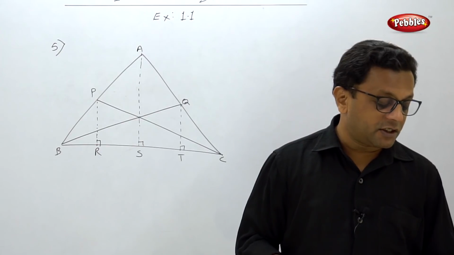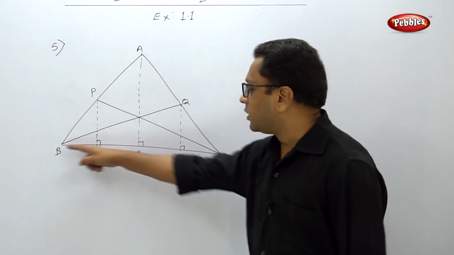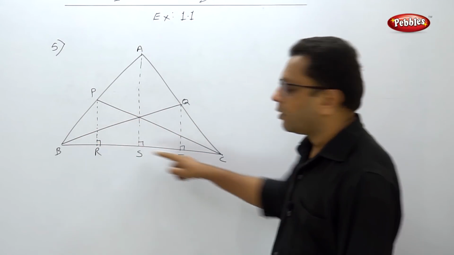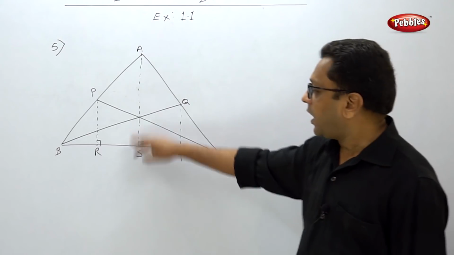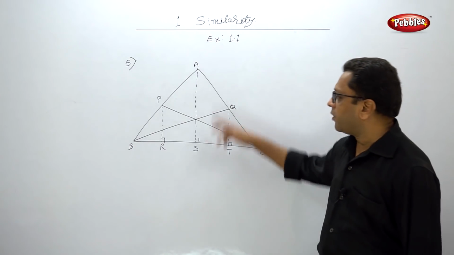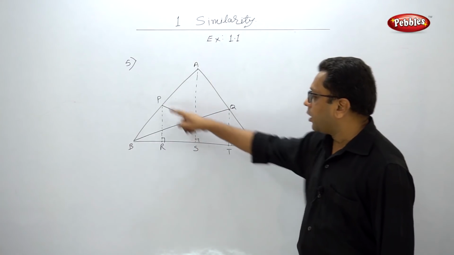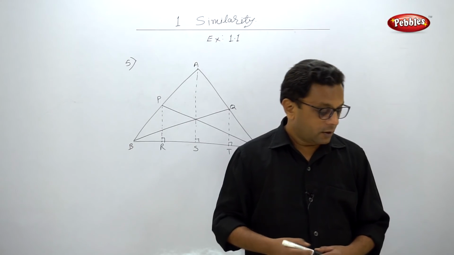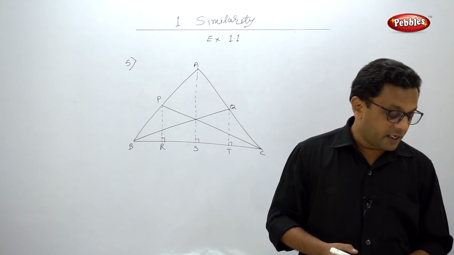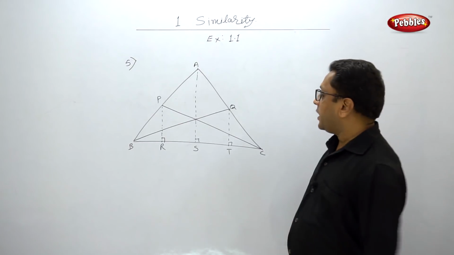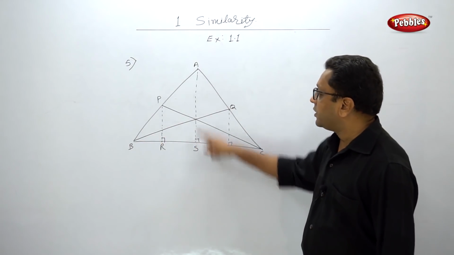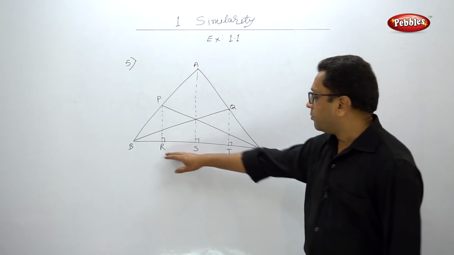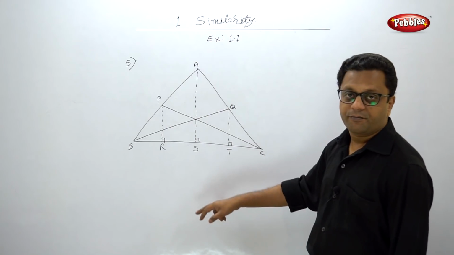Area of triangle ABC upon PBC. ABC, the bigger triangle, upon PBC, this triangle. Now here you can see the base is common, the height is different. So the ratio of areas of these two triangles is AS upon PR. Similarly, you have to find the ratio of ABS upon ASC, ABS this triangle upon ASC this triangle. Now in this case the bases are different but the height is the same.